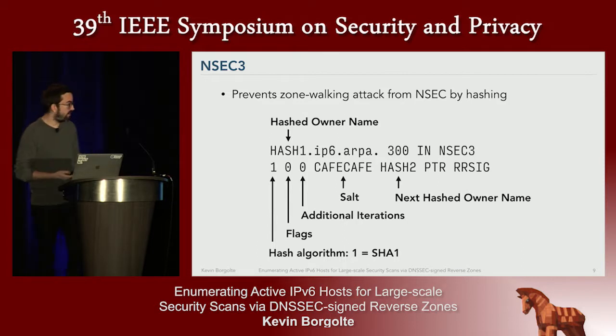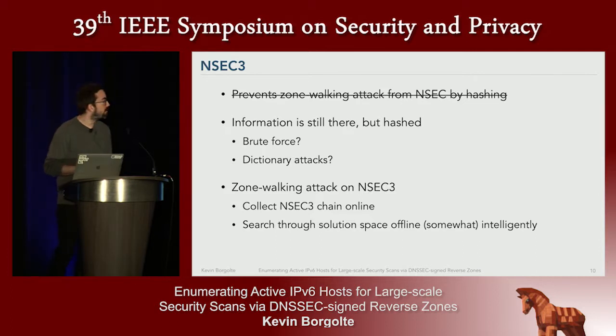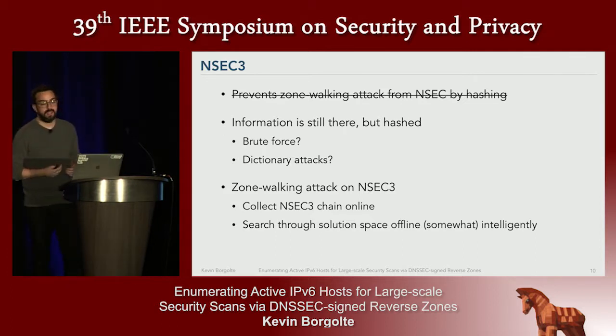Then if you want to check whether a domain actually does not exist, you would verify that whatever domain you queried for, in this case just "query", the hash of this, given the parameters of the NSEC3 record, falls between hash 1 and hash 2. But if you think about this a little more, you start to realize that this does not actually prevent zone walking attacks. What it does is hide the information from you by hashing, which means you can still collect all of the records, you just don't know what's behind them.